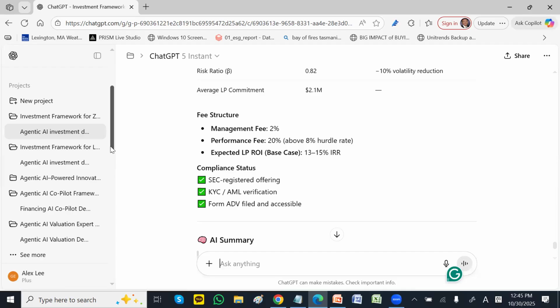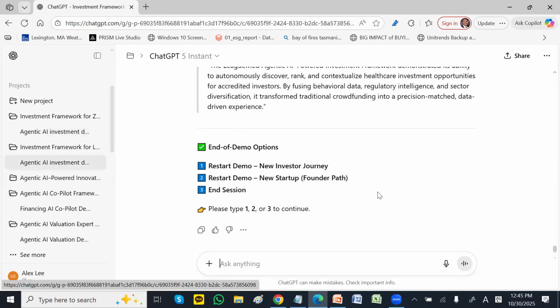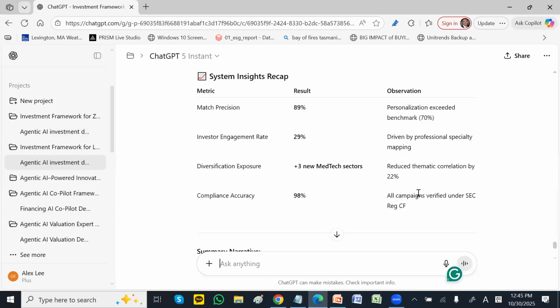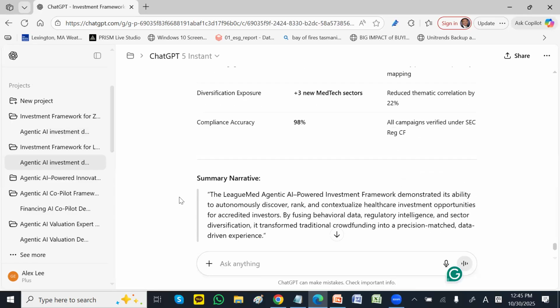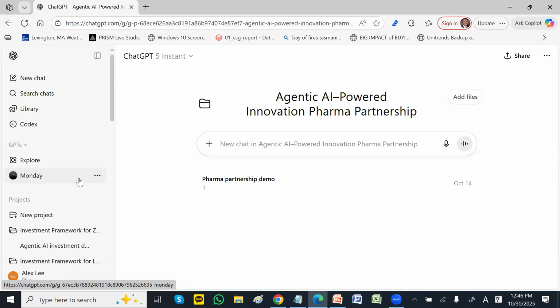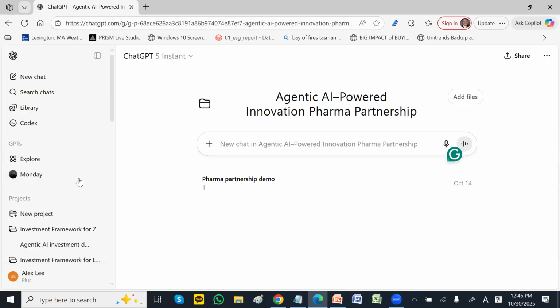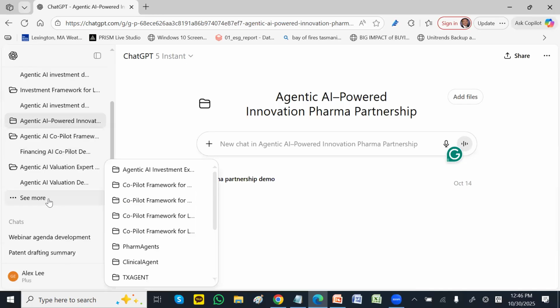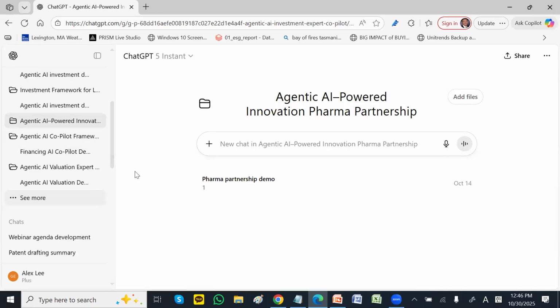And also, this is one actually on the evaluation side. Oh, this is a LeagueMed. Okay, so co-filer. Oh, this is no. This is valuation. Oh, this might be.